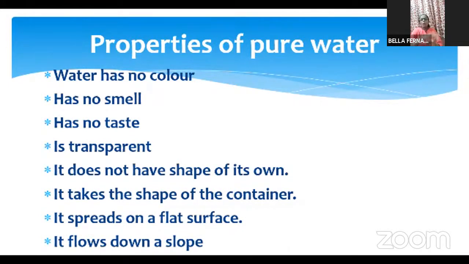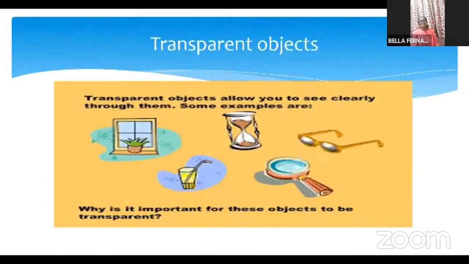So these all are the properties of pure water, children. So you have to remember these properties of water. Now let us see in the other slide that, yes, now you can see these are all transparent objects, correct? Window, glass, binoculars, even my specs is transparent because I can see you and you can see my eyes over here, correct, children? Even the glass. So these are all transparent objects.